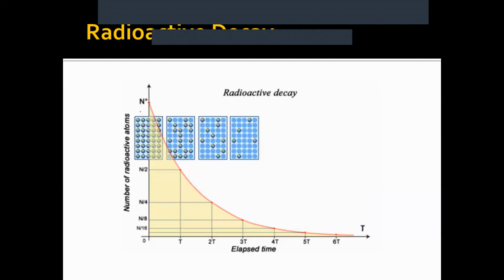So here you can see that being demonstrated. You have your full kilogram over here. After 1 half-life, it becomes half a kilogram. After a second half-life, it becomes a quarter of a kilogram, and then an eighth, and then a 16th, and so on.